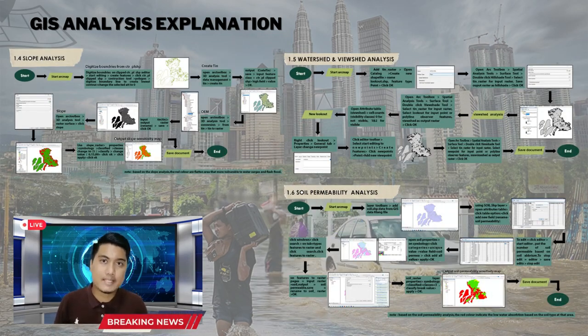Next is slope analysis. The purpose of slope analysis is to know which area has high, moderate or low potential of flooding based on slope elevation. For viewshed and watershed analysis, we can determine the area view that could be seen from a particular location and detect the watershed area, which is a potential flood area. For soil permeability analysis, we can determine the level of water absorption into several types of soil in certain areas. Through this process, we can prevent future development in high-risk flood areas.